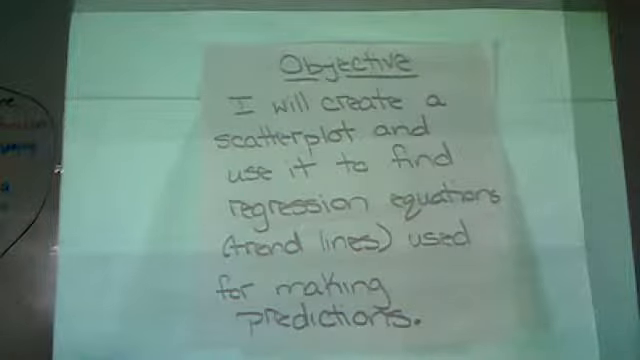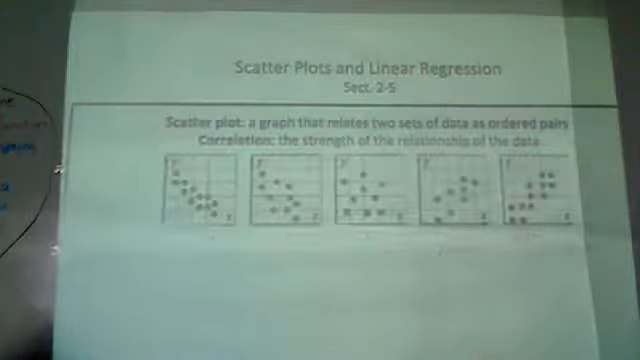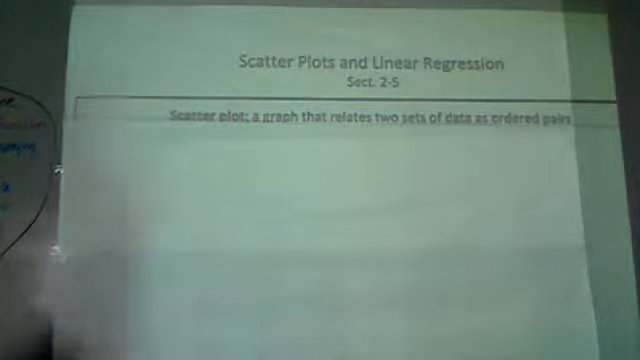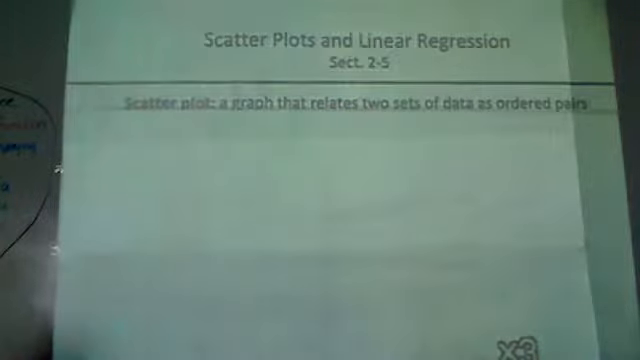Today you will create a scatter plot and use it to find regression equations or trend lines, which are used for making predictions. Now, a scatter plot is a graph that relates two sets of data as an ordered pair, an independent variable and a dependent variable.